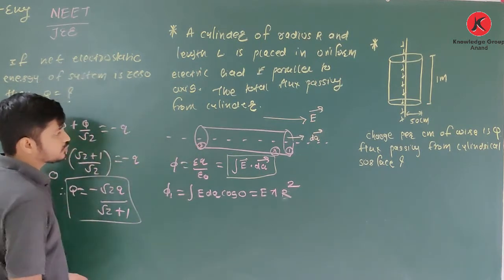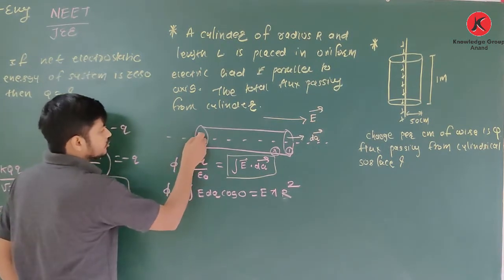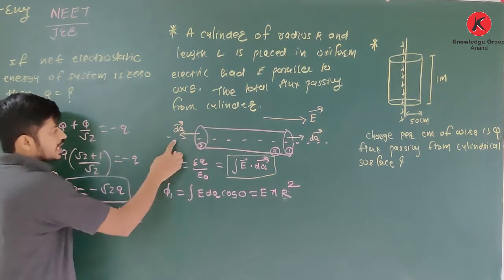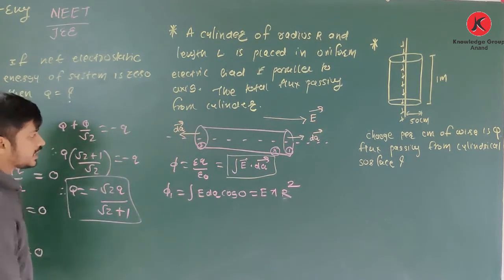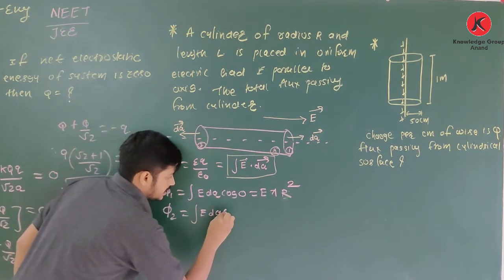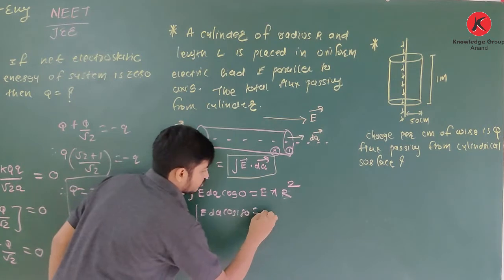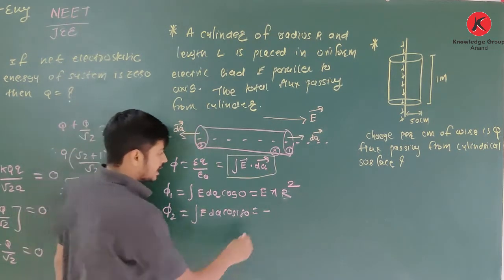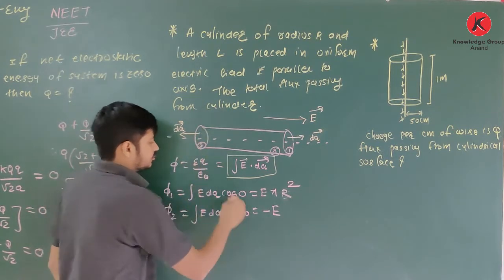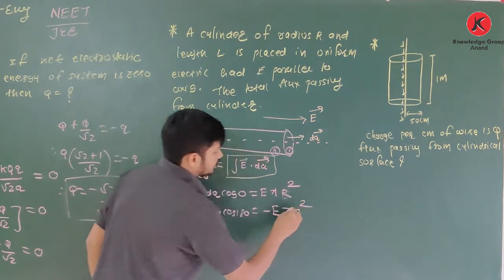For the second surface, its area vector is normally outside, which means area vector dA is in this direction. See, dA and E are in opposite directions. So what is phi 2? Phi 2 is equal to integration E dA cos 180. Cos 180 means it will be minus 1. E is again E, and the area is again pi R square.